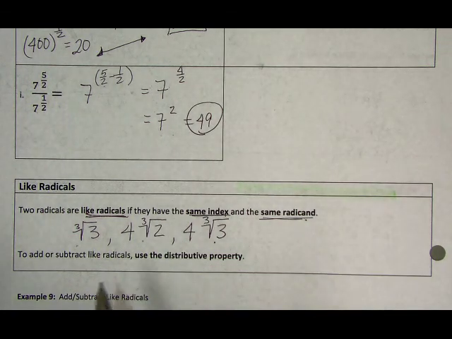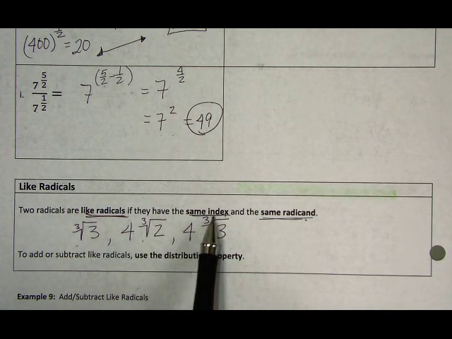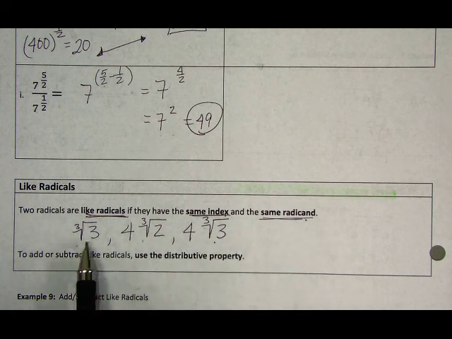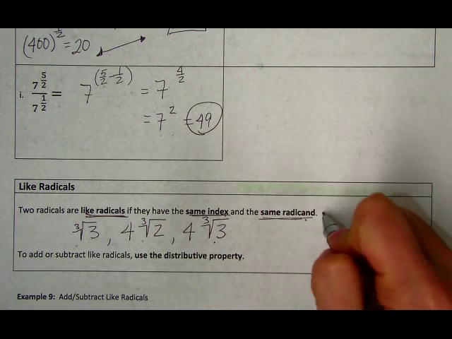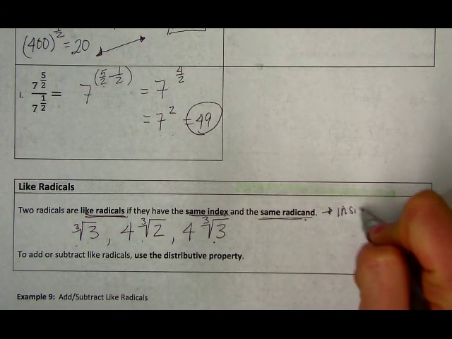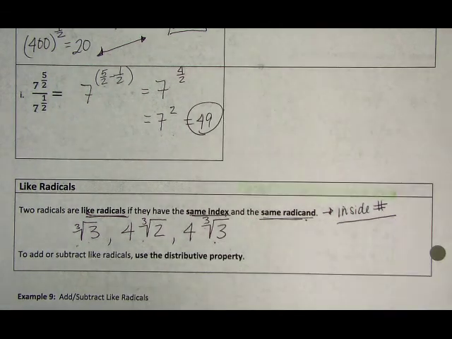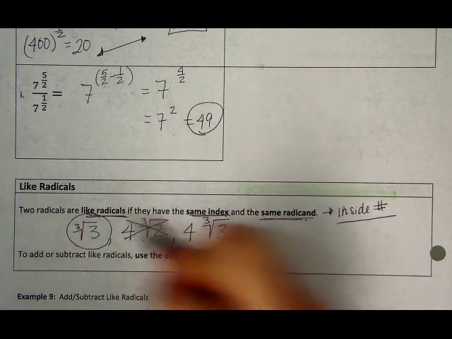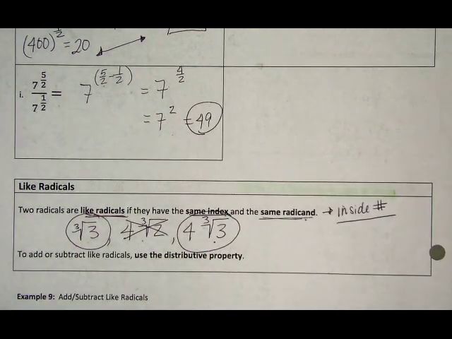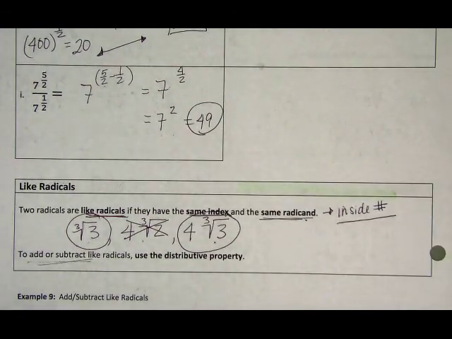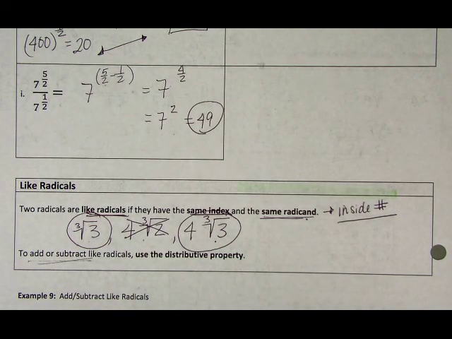So if you look closely, all three of them have the same index, but only two of them have the same radicand. And remember, radicand is the inside number of your radical symbol. So the two that are alike are the cube root of 3 and 4 cube root of 3. And when you have like radicals, you can add and subtract them using the distributive property. So we're going to look at example 9 to see how this works.